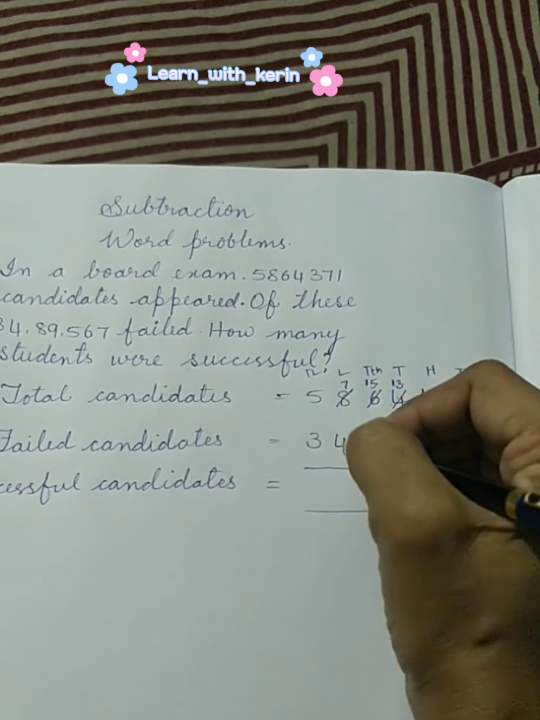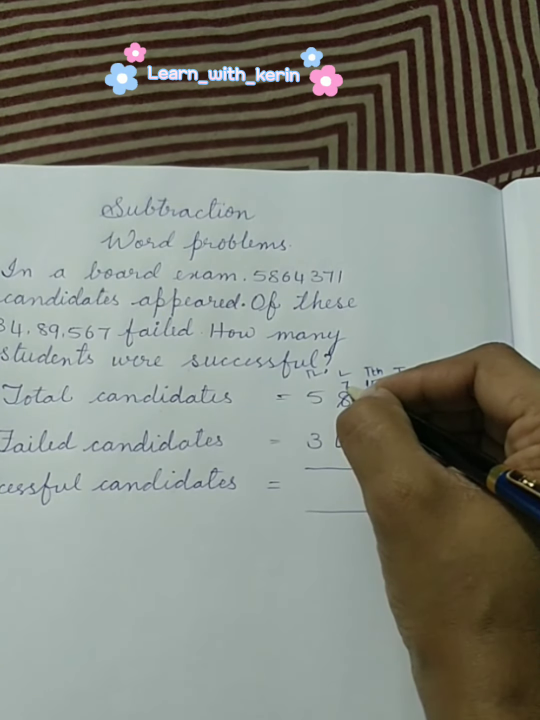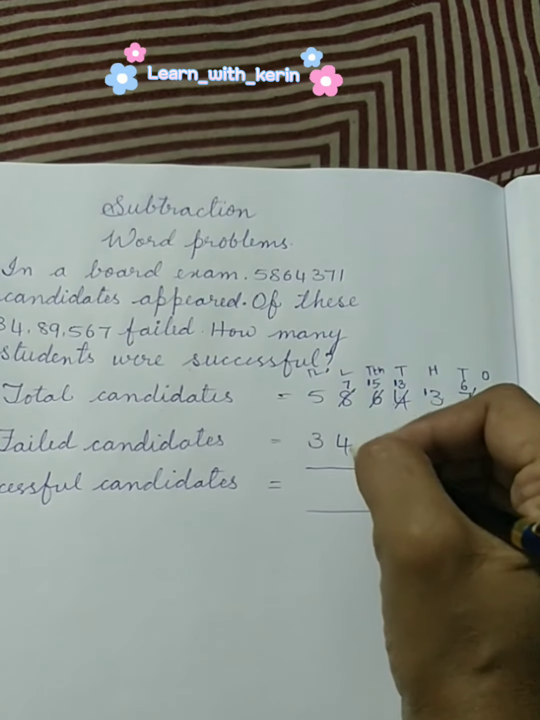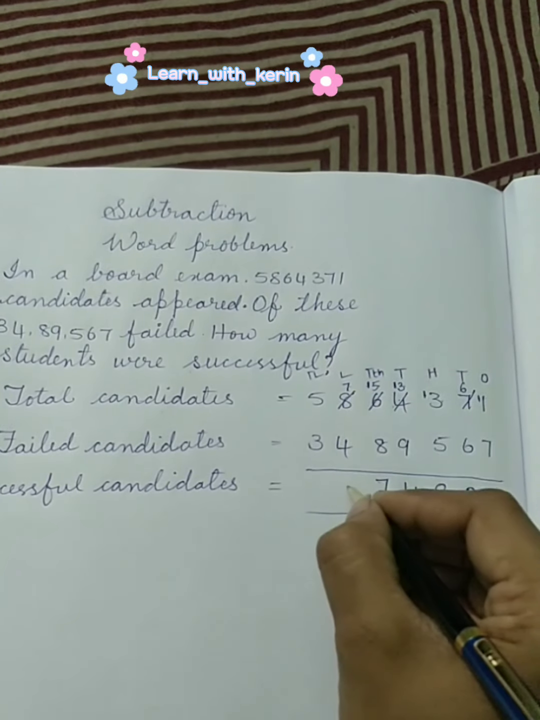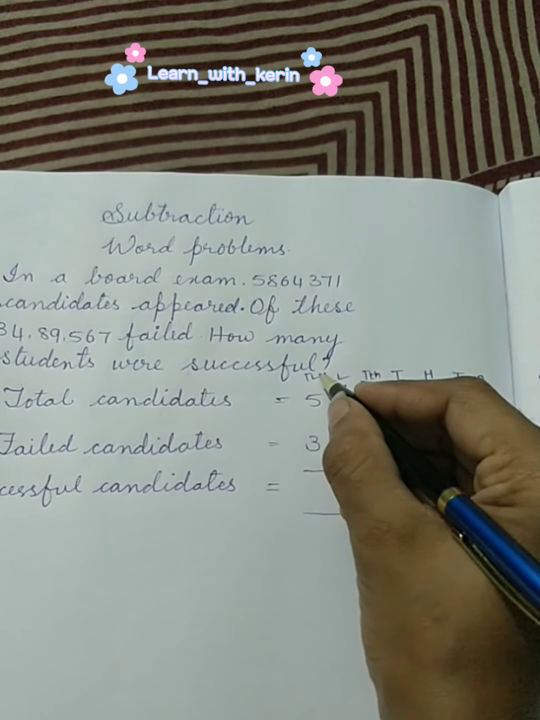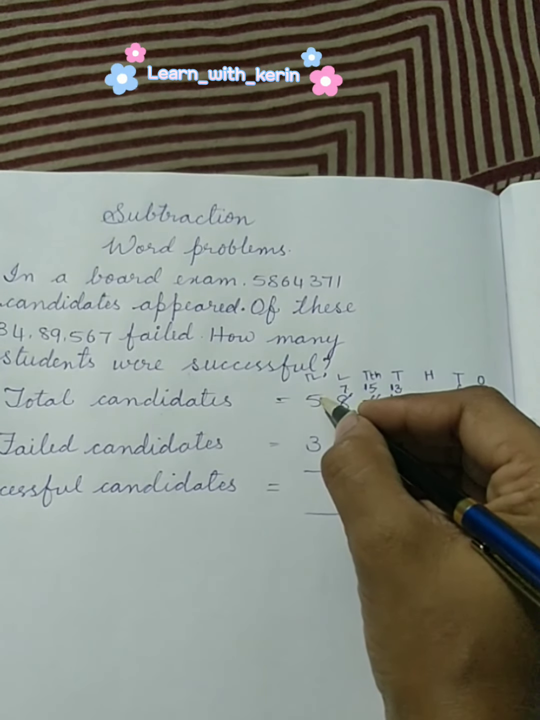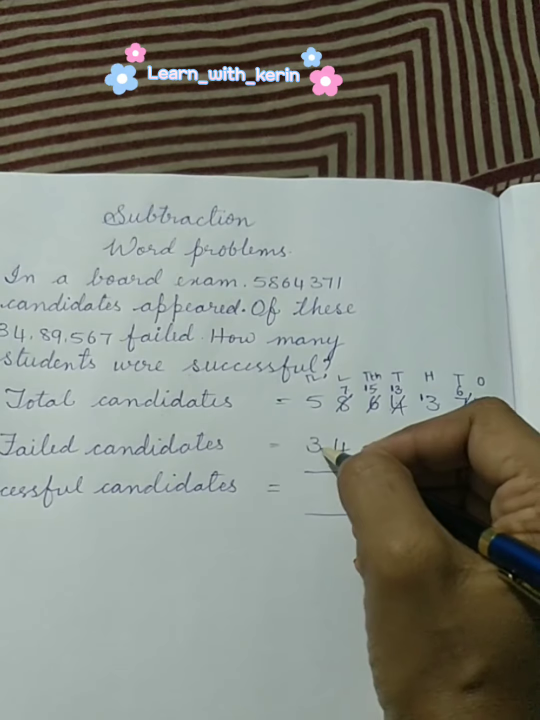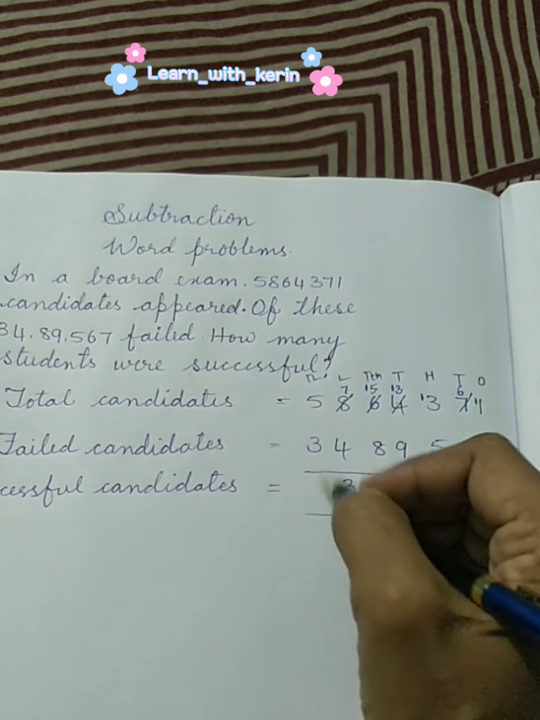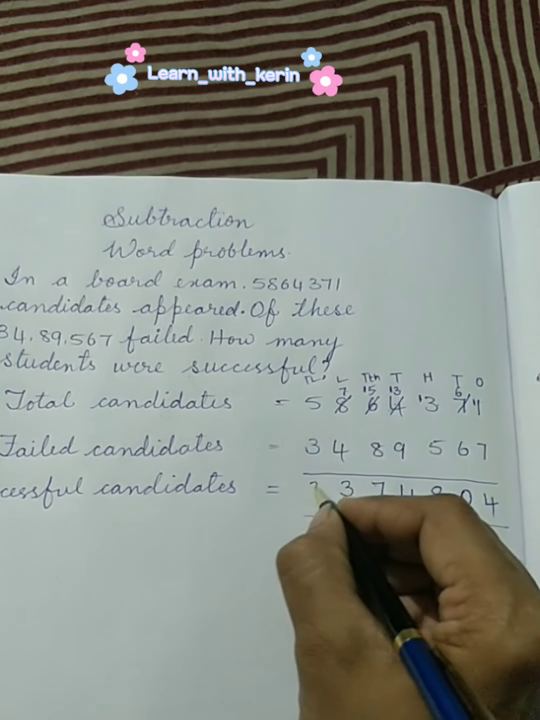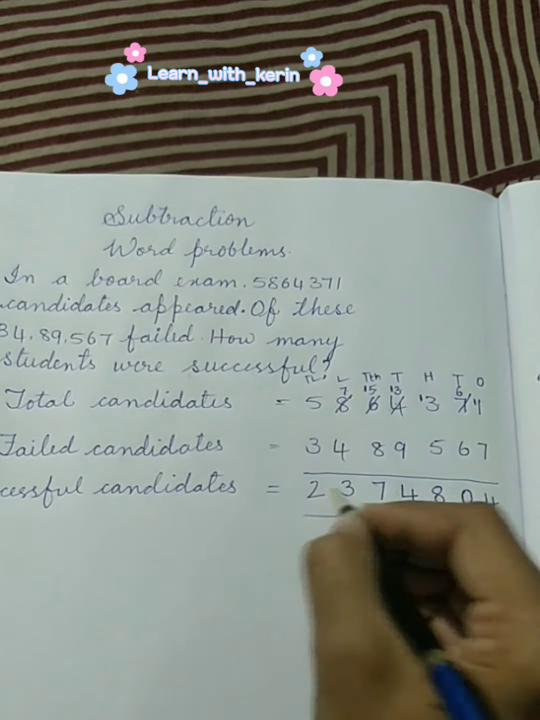Next we'll subtract numbers in the lakh place. In the lakh place, up we have 7 which is bigger than 4. So we can subtract it directly. 7 minus 4 is 3. Next we'll subtract numbers in the 10 lakh place. In the 10 lakh place, up we have 5 which is bigger than 3 down. So we'll subtract directly. 5 minus 3 is 2. Children, we have found how many students have passed in the exam. Let me read the number now. So the number is 23,74,804. 23,74,804 students have passed in the board exam.